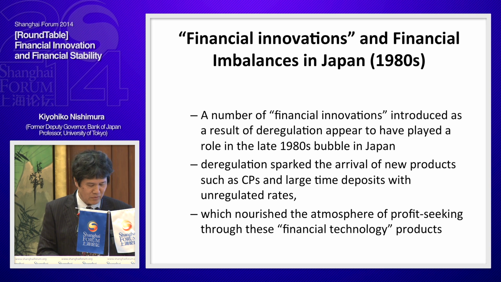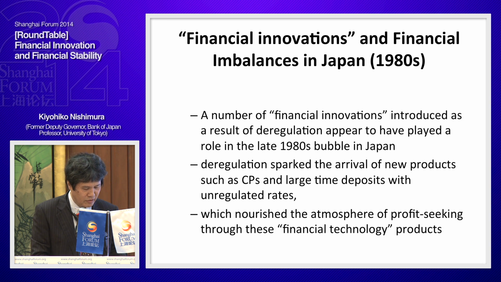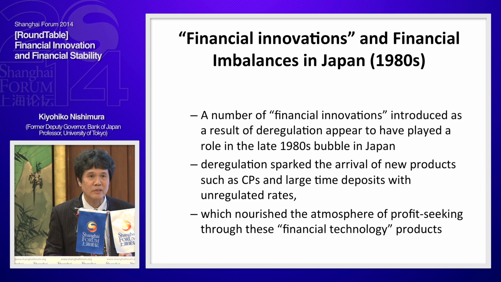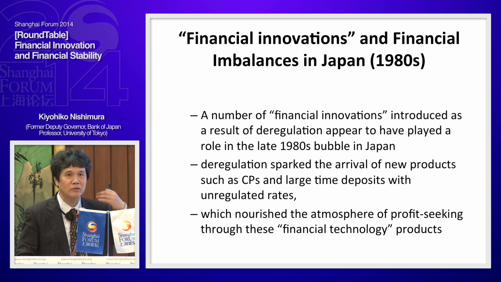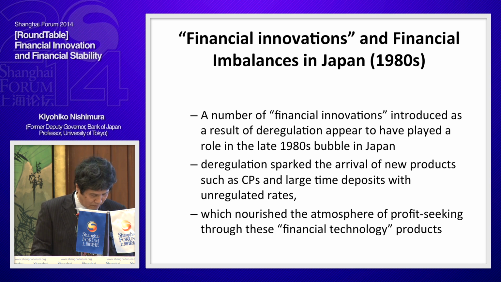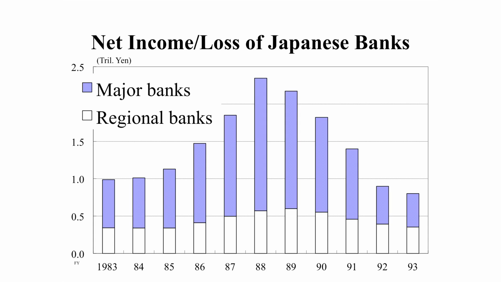In fact, a number of financial innovations introduced as a result of deregulation appeared to have played a big role in the late 1980s bubble in Japan. Under the designation of financial liberalization, deregulation sparked the arrival of new products at that time, such as CP and large time deposits with unregulated rates, which are common these days, but think about 20 years ago. It's quite new. And these nourished the atmosphere of profit seeking through these financial innovations, or so-called financial technology products. So in fact, banks' profits surged and their capital positions strengthened, as shown in this chart.